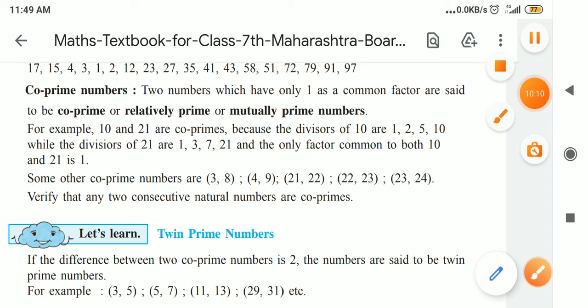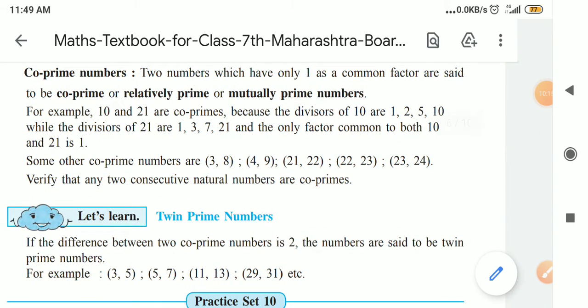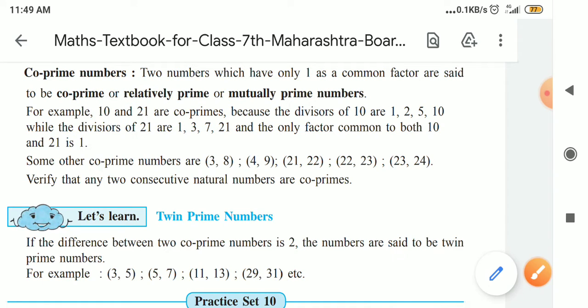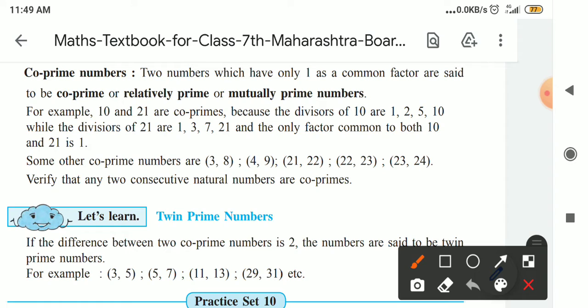First of all, let us take an example. Here 10 and 21 are co-prime numbers. Here you will say, teacher, you told me that prime numbers are the numbers which are present in their own table only. But here the word co-prime is used, and 10 and 21 are co-prime numbers, but 10 and 21 are not prime numbers. So the definition of co-prime numbers is different. Here it is not written that they are prime numbers; you know that prime numbers are present in their own table only.